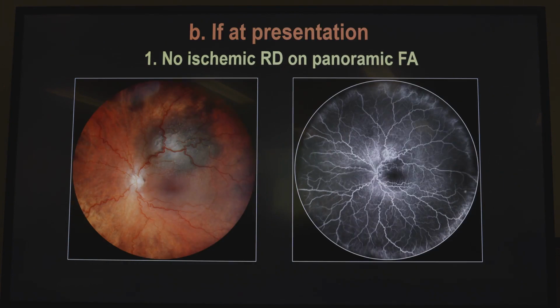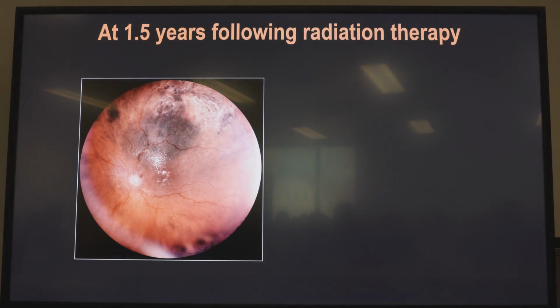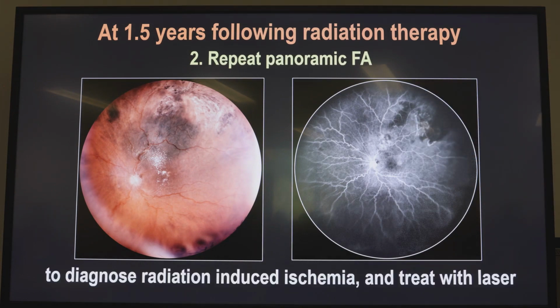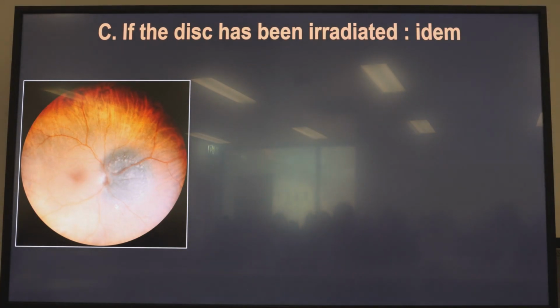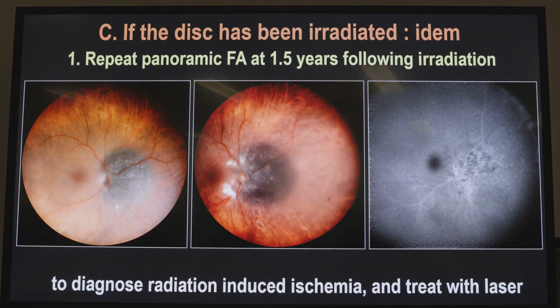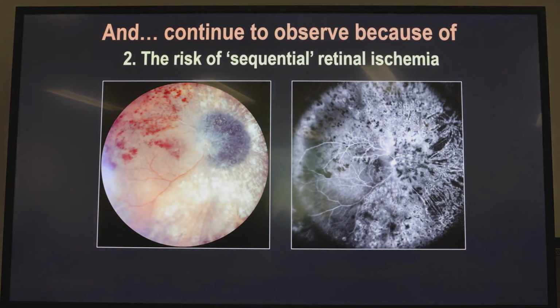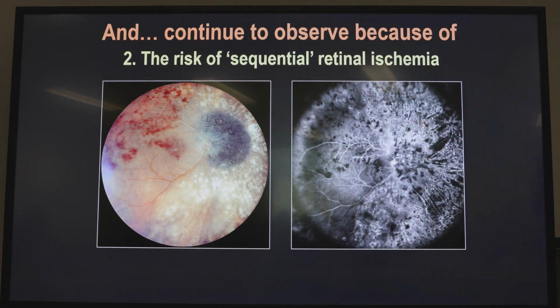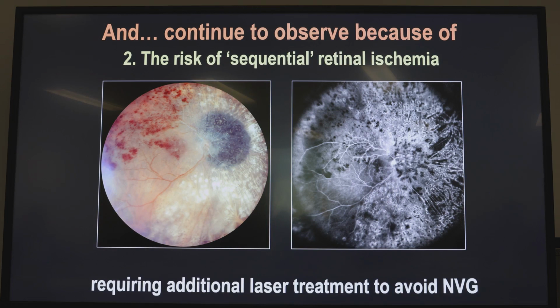However, if at presentation there is no ischemic retinal detachment, I don't start bevacizumab, but I will repeat the angiography 1.5 years after radiation to then go hunt for radiation-induced retinopathy to treat it with laser. However, if the disc has been irradiated, I do the same. Here there is also some cataract, as you see. I treat the ischemic areas with laser, but then I will continue to observe to make sure that there is no sequential retinal ischemia, and then to continue to laser to avoid neovascular glaucoma.